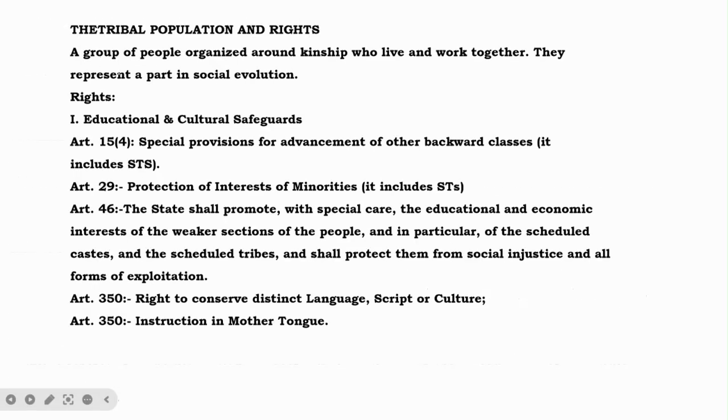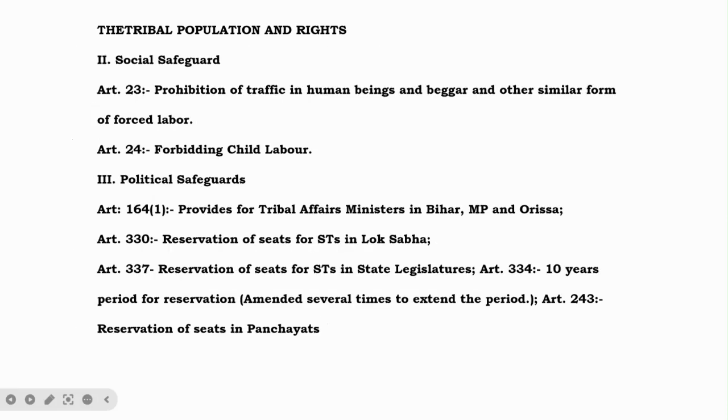Territory, populations and rights. A group of people organized around kinship who live or work together is represented as a tribe, with social and cultural evolution. Educational and cultural safeguards. You have an act. These are some acts which represent the rights of the tribal population, and there are a few more which you can go through: Article 23, Article 24, Article 164, Article 33, Article 37.